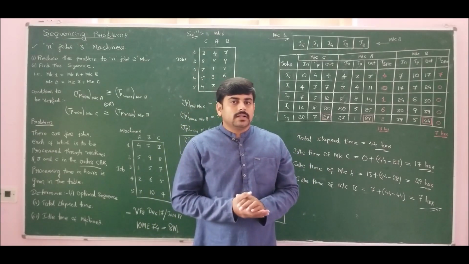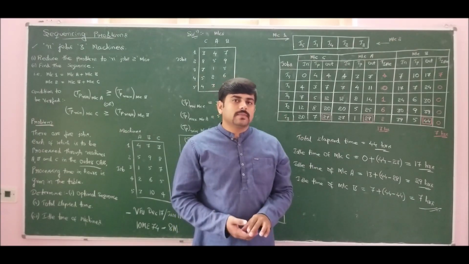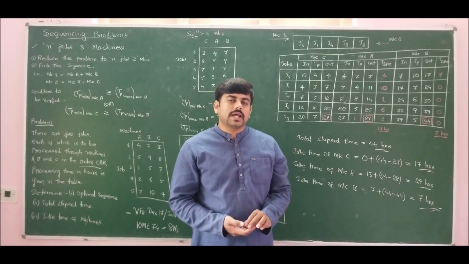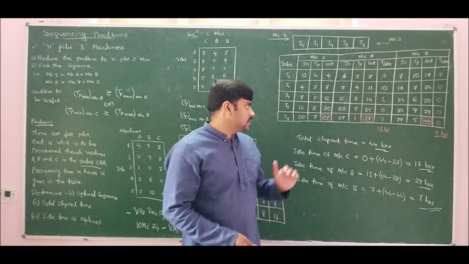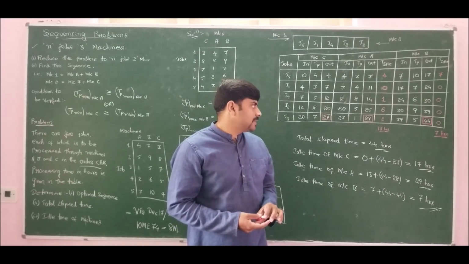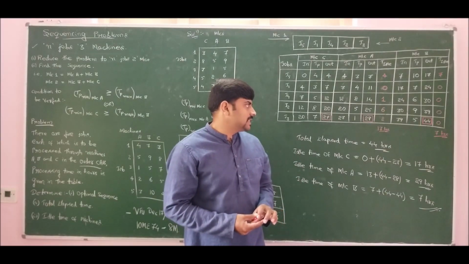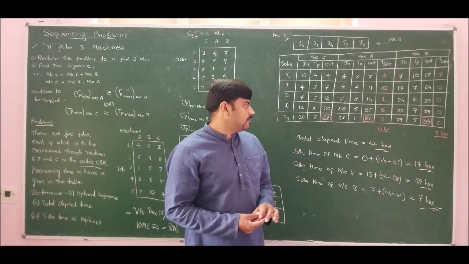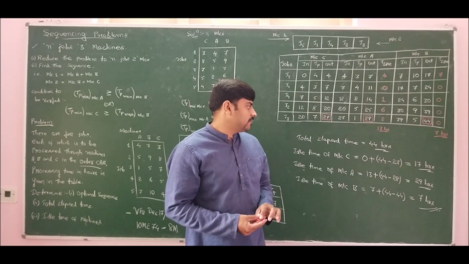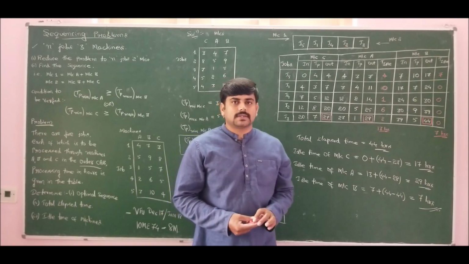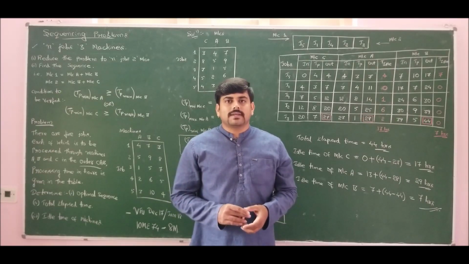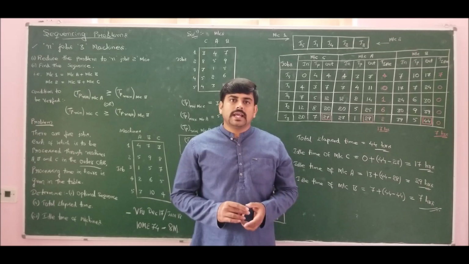And later we have used the regular method to solve the problem for n jobs 3 machines, and the solution for this problem is total elapsed time is 44 hours, idle time of machine C is 17 hours, idle time of machine A is 29 hours, and idle time of machine B is 7 hours. This completes our discussion on n jobs 3 machines. In the next lecture, I will take up a problem on n jobs m machines.